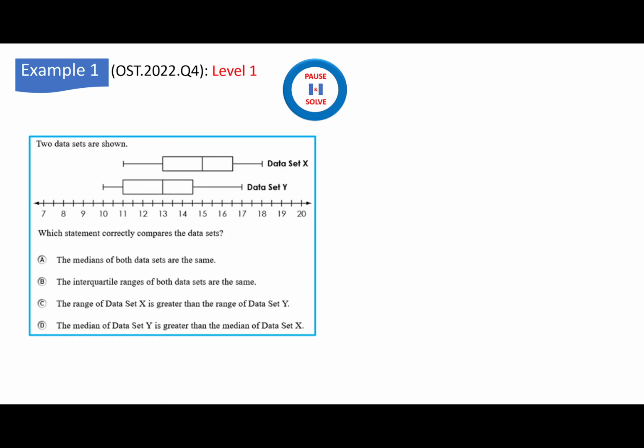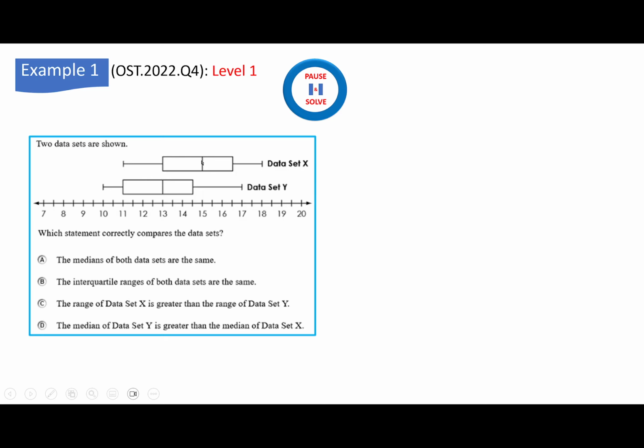Example 1. In this example, you have 2 box plots, and I have a video about this topic, box plot. I would recommend that you watch it. So we have here 2 box plots, this here and this here. That's for data set X and that's for data set Y.